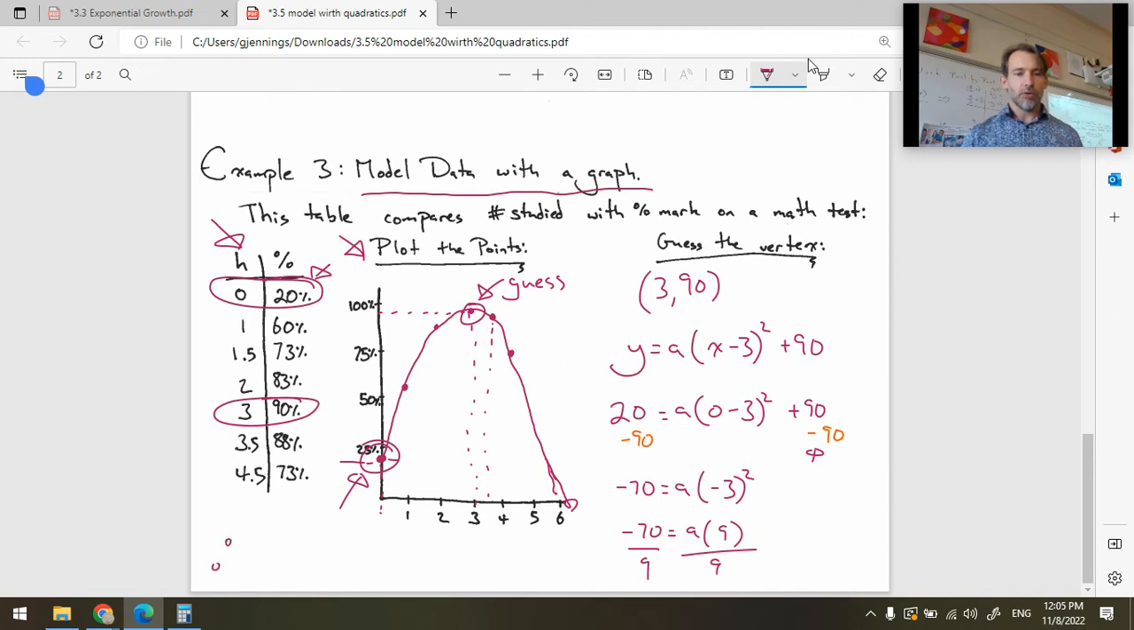So then you would say, therefore, y is equal to negative 70 over 9 multiplied by (x minus 3) squared plus 90 is the equation that can predict what mark you would get on the test if you studied x hours.